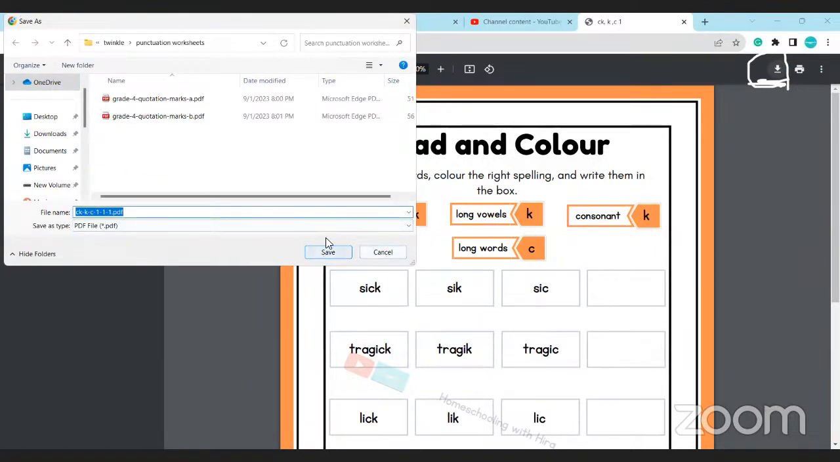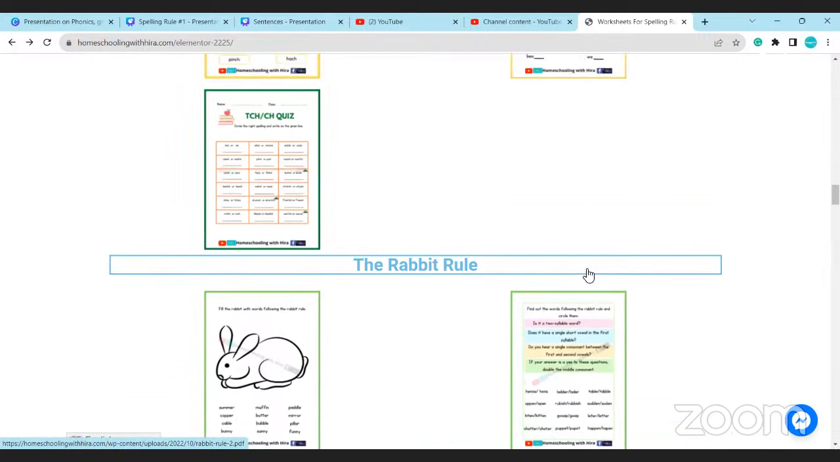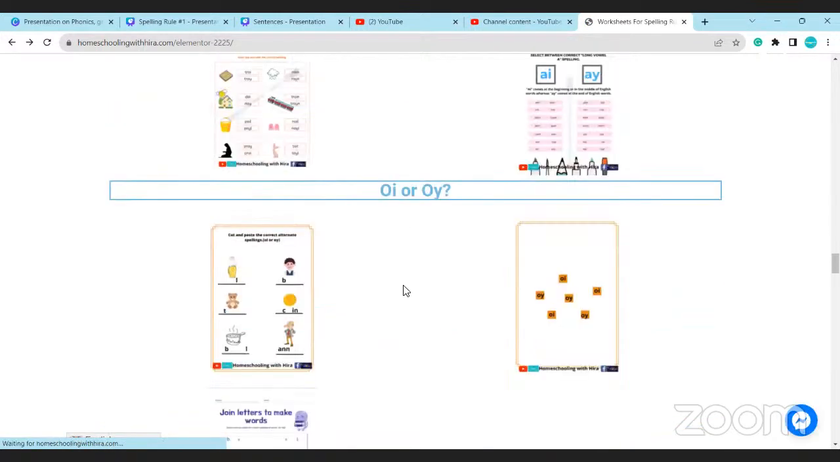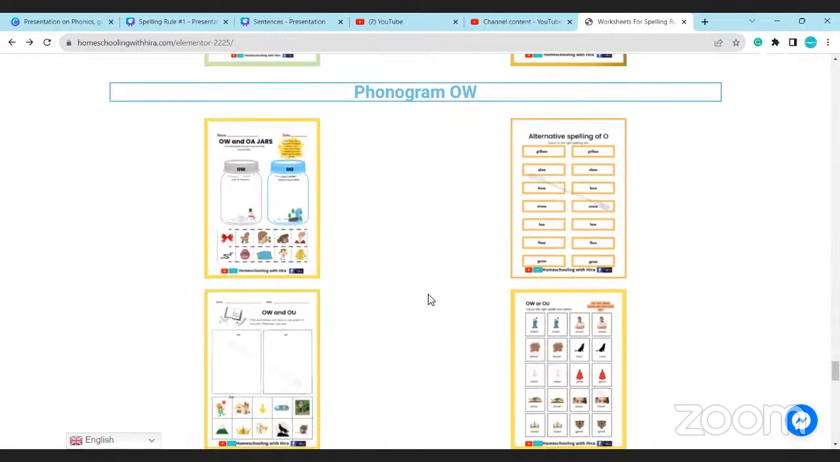download. Save it, use it, print it. It's all free. No hidden cost. Right? You can go back, see other worksheets, whatever you want. They all are spelling rules worksheets. Rabbit rule, some other things about rabbit rule. Okay. I hope you have got it.